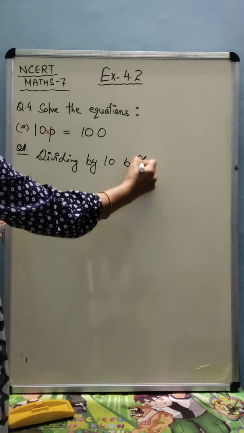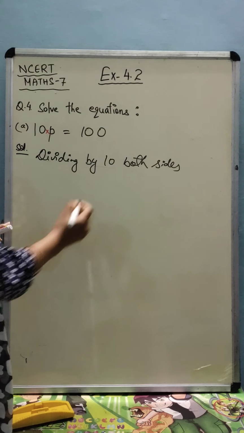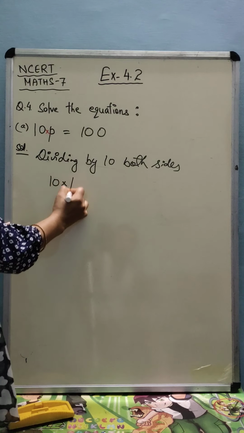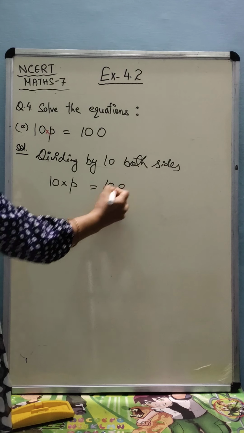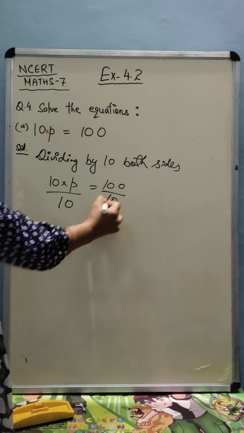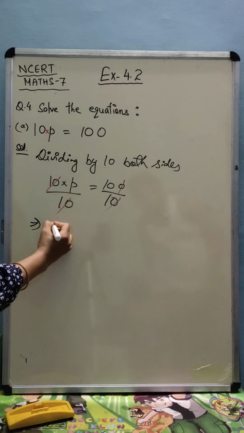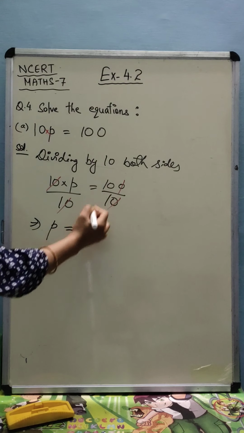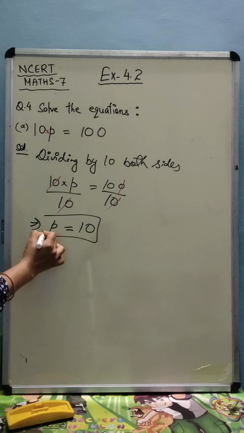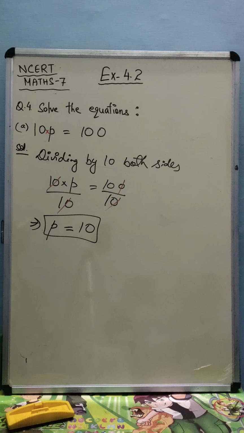both sides. So what will we get? This is the given equation. So we have to divide by 10 on both the sides. Now 10 and 10 will cancel, and here 1 0 and 1 0 will cancel. So what remains? What remains here is p, and this is equal to how much? 10. So the value of p is 10. Okay. So this is the value of p.